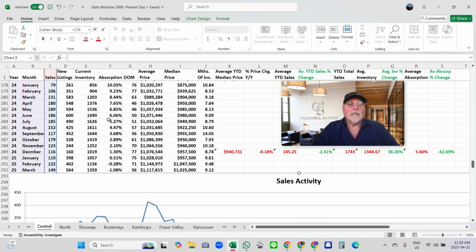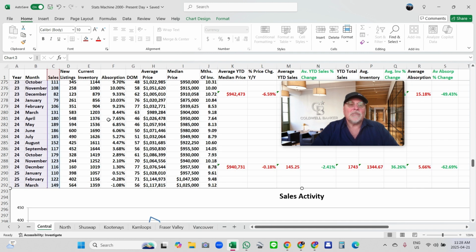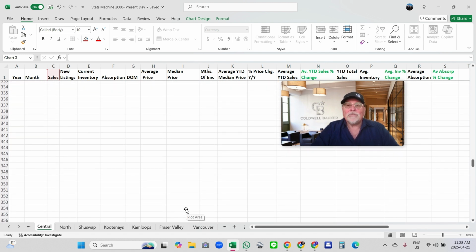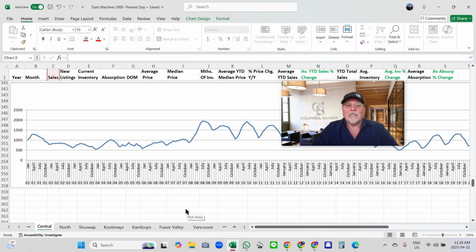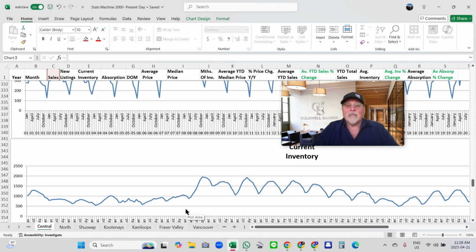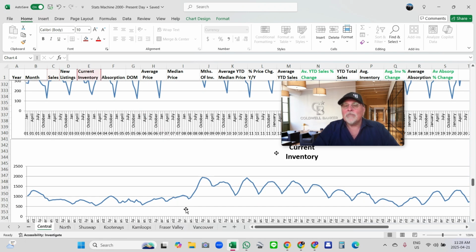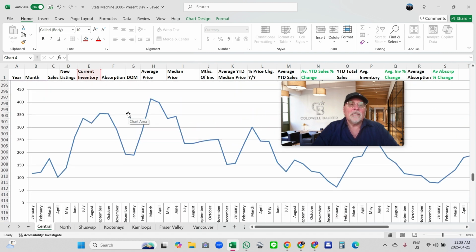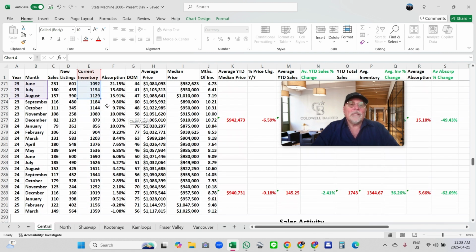If we want to compare, inventory is an interesting one to compare. So we're going to go down to find the inventory graph. I have to wait for my computer to catch up. There we go. Current inventory. I'm going to click on that current inventory, which is going to highlight the column. You see it highlighted here. We're going to go back up here, and I'm going to put my cursor in the bottom right-hand corner, click, and drag it down to March.